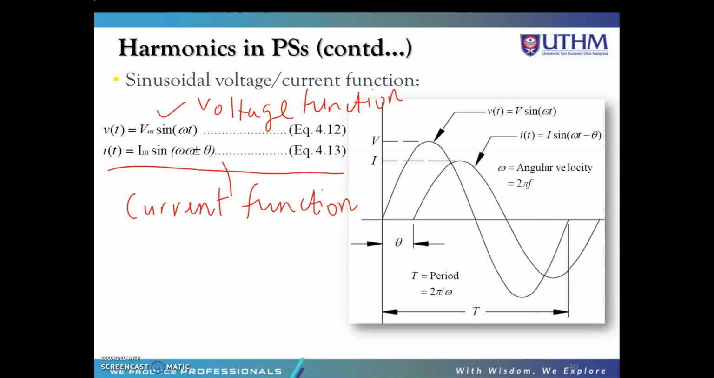This equation will reflect this waveform. This figure shows the sinusoidal voltage and current functions of time.